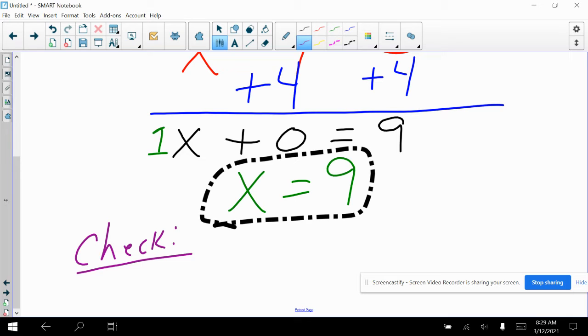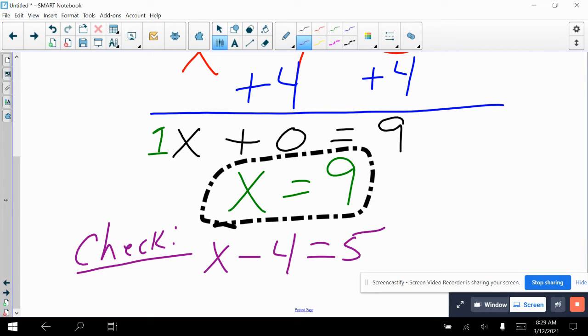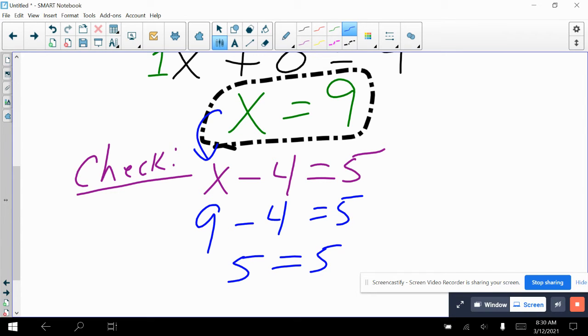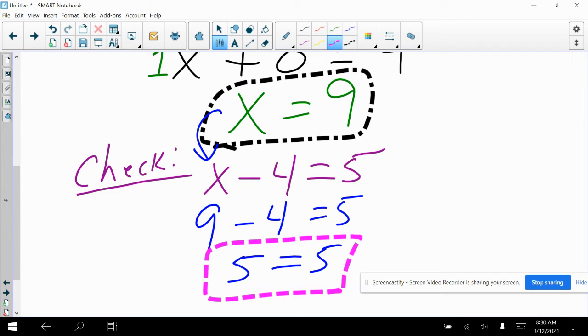Right? So how do we check it? Well, we go back to the original equation, which was, oops, come on, there we go. x minus 4 equals 5. We came up with our solution was 9. So we plug in 9 where our solution goes, and we solve. And this is what we're talking about. Do you have a balanced scale? Is it the same on both sides? Well, guess what? You just got the problem right.